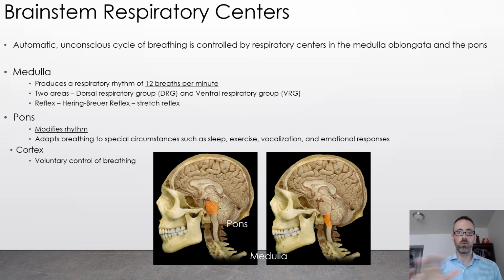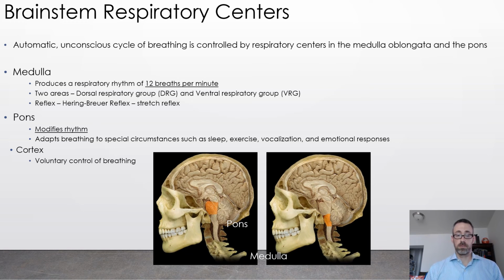And then lastly, we do have a reflex called the Hering-Breuer reflex, which is a stretch reflex, and it's located in some of the airways of our lungs. What that does is it essentially helps to signal the brain when we're breathing in to not overinflate the lungs, because we don't want to overinflate them and cause damage. So it's a signal that goes back to the brain and tells it to inhibit the inspiratory effort.